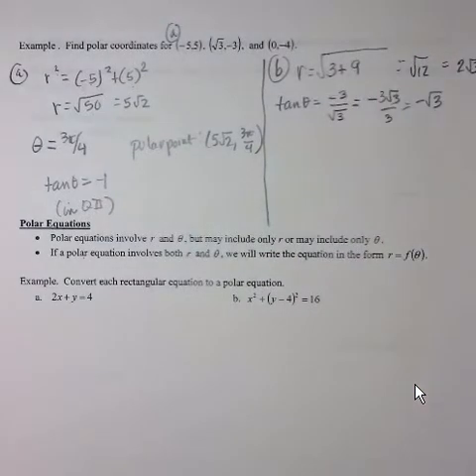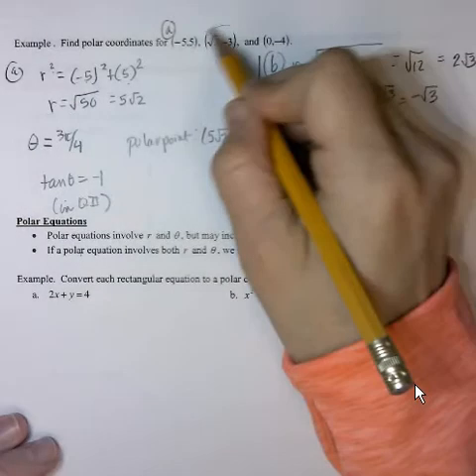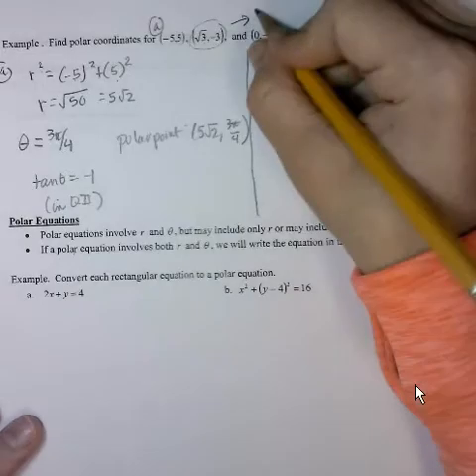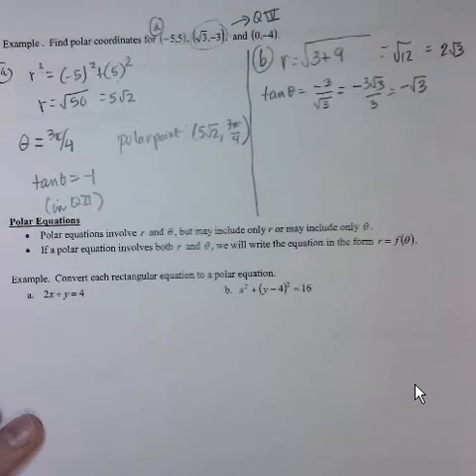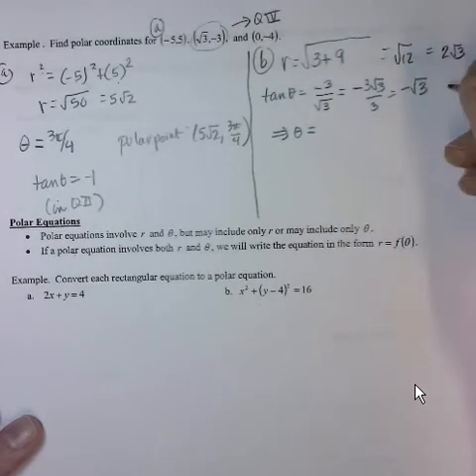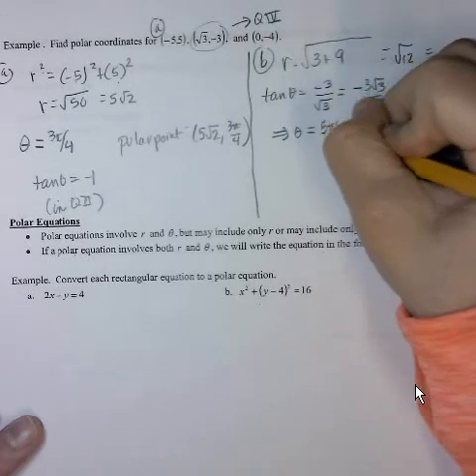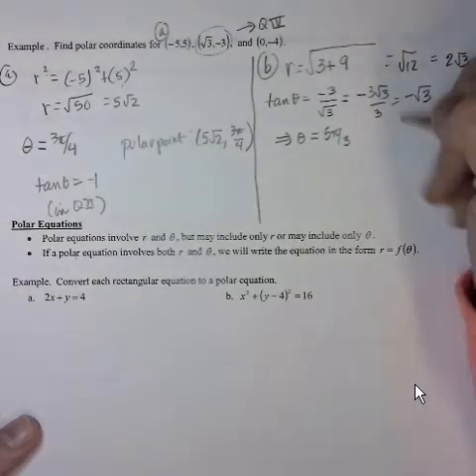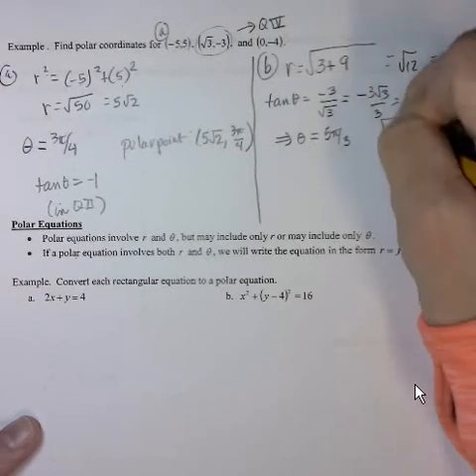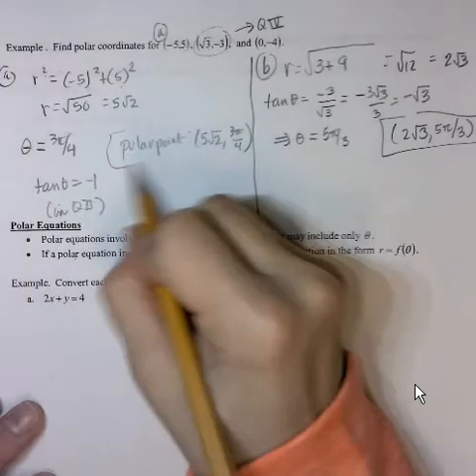So that means the reference angle is pi over 3. And then, of course, tangent is negative in 2 different quadrants. You need to think about what quadrant this one is in, right? Is it quadrant 2 or 4? Well, this is quadrant 4. So in quadrant 4, theta equals, sorry, I almost did pi over 6. It's pi over 3, so 5 pi over 3. And so the polar point is 2 square root of 3, 5 pi over 3. I don't know why I didn't leave more room for this problem.